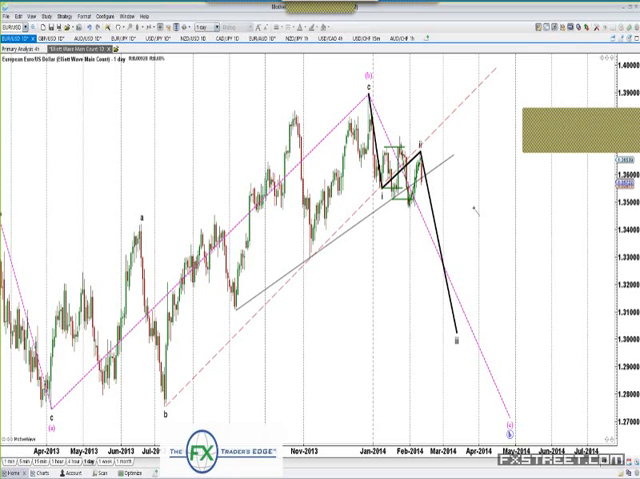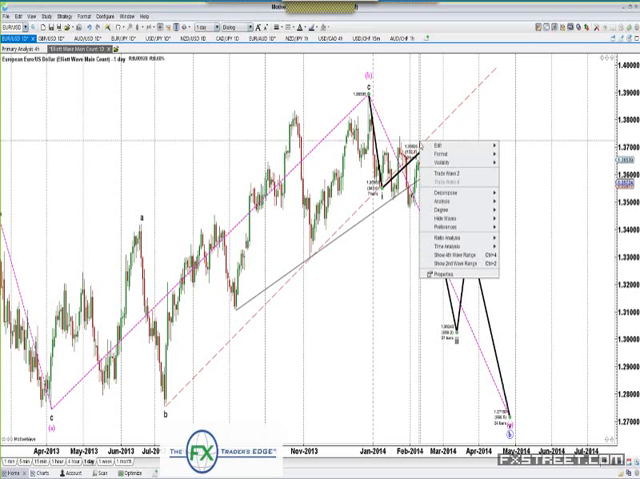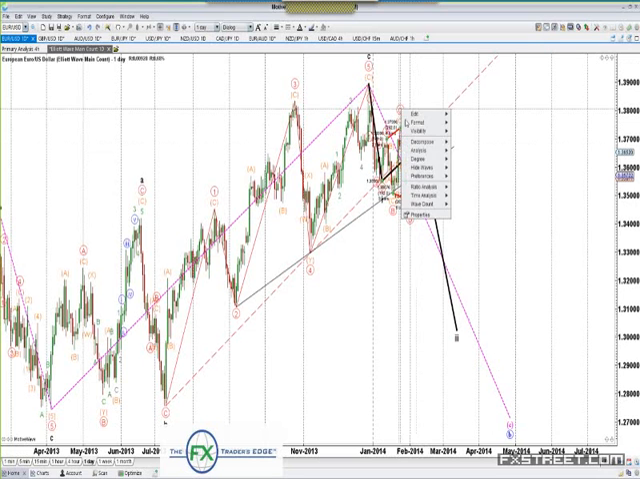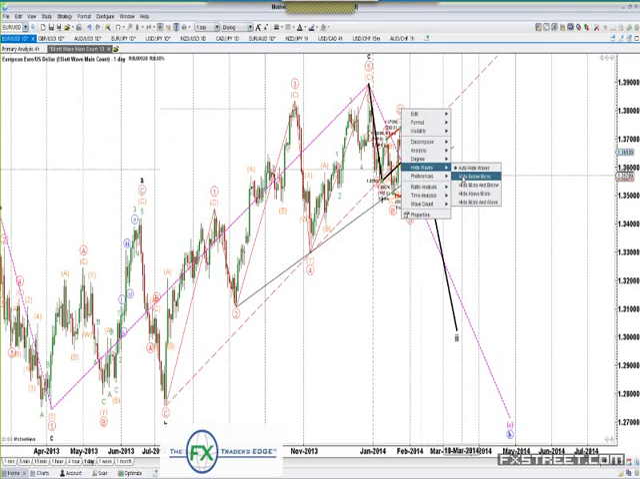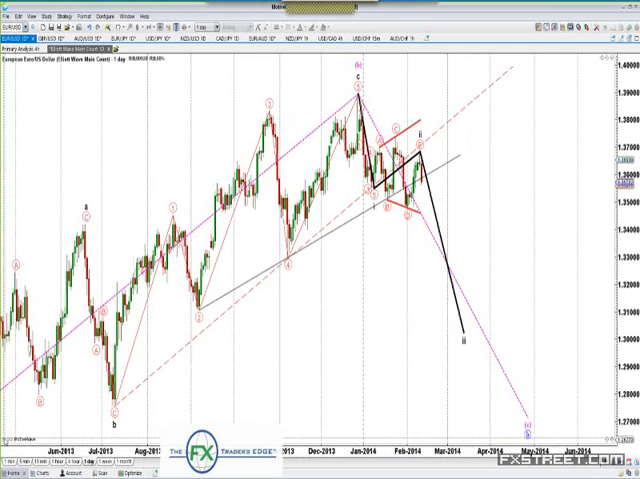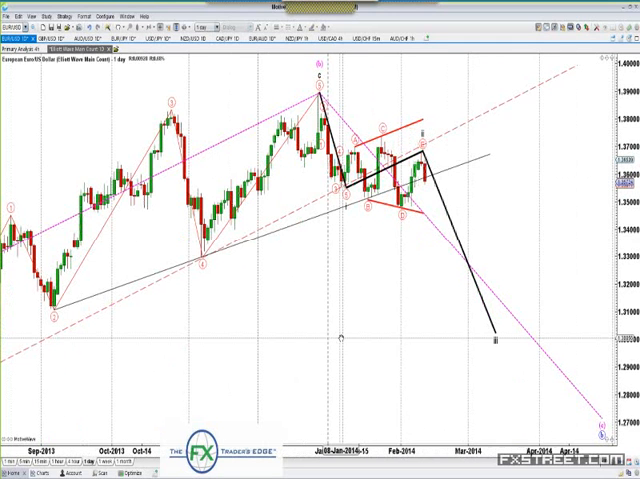Okay, so we know that January was a tough month for the euro because of this structure, but now that we have it, after the fact, we understand what happened. And it's an expanded triangle. So I'm going to show all the waves here, and we can focus on that triangle. Also, I'm going to zoom in a little bit. There we go. And the triangle always has five waves inside.